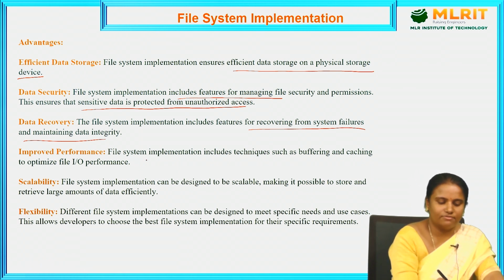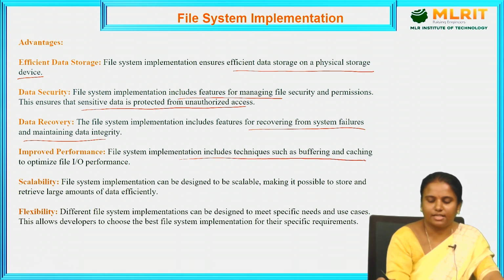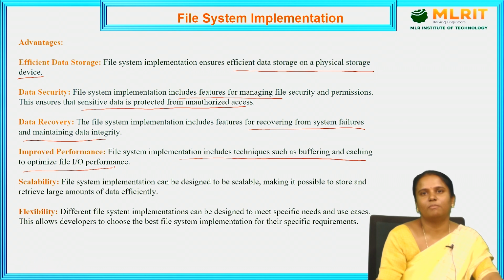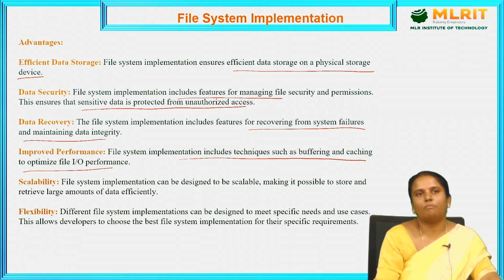Improved performance. File system implementation includes techniques such as buffering and caches to optimize file input-output performance. These techniques optimize the input-output operations performed by the file system. Why? Because when input and output operations are not performed well, we may get errors, so we cannot access the files. Improved performance should be maintained by having the input-output operations performed well.